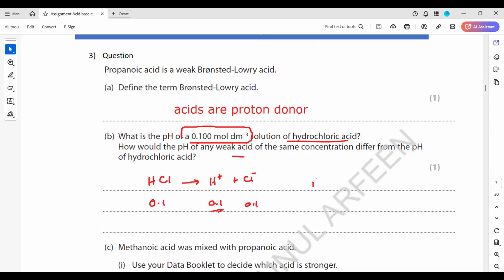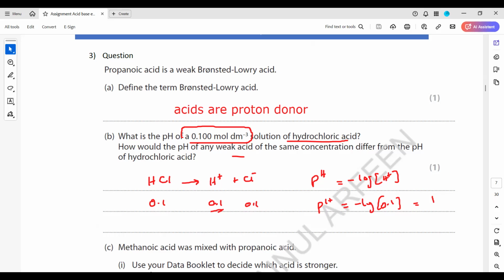So using the concentration of hydrogen ion, we know pH is equal to negative log of the hydrogen ion concentration. So minus log of hydrogen ion, which is 0.1. So we substitute, and we'll get the pH of the solution, which will be 1, because negative log of 0.1 is equal to 1.